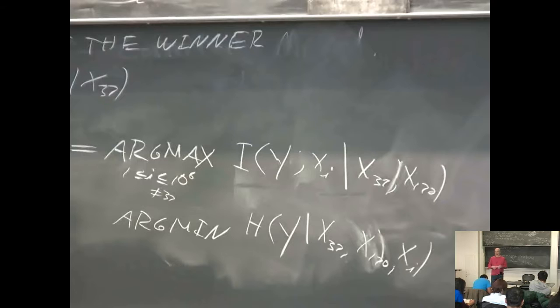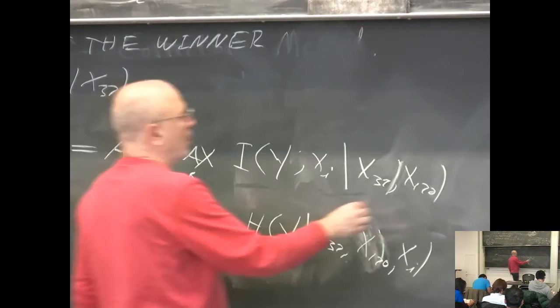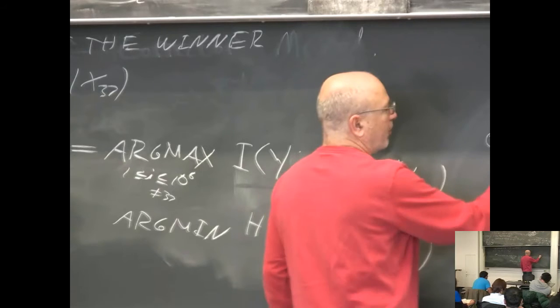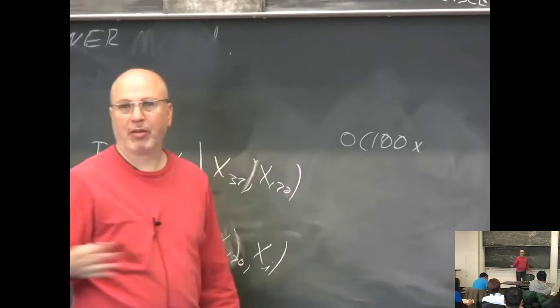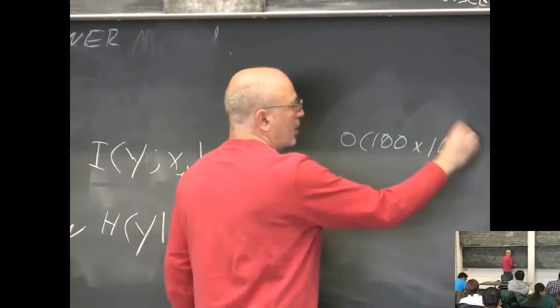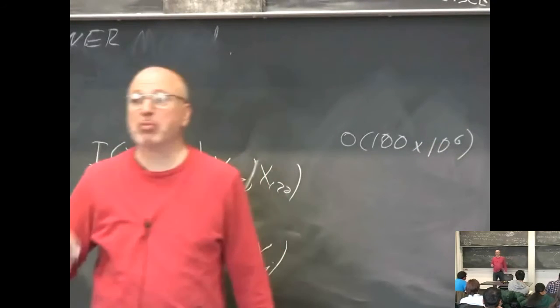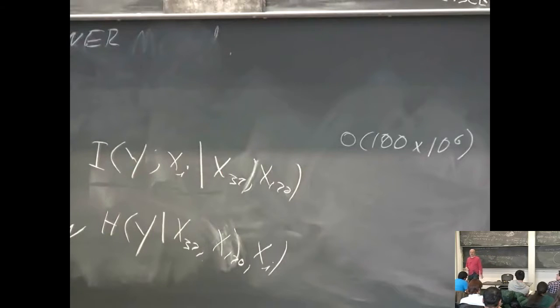How much calculation am I doing here? On the order of 100 times for the 100 features, times the number of features I'm going over, 10 to the 6. That's a large number, but it's still much smaller than searching over all possible subsets of size 100. Is this guaranteed to give me the right answer? No, it is not. This is a greedy stepwise optimization. It will not necessarily find the set of 100 that has the most mutual information. It's likely to give me a decent set, but it's not guaranteed to give me the best one.